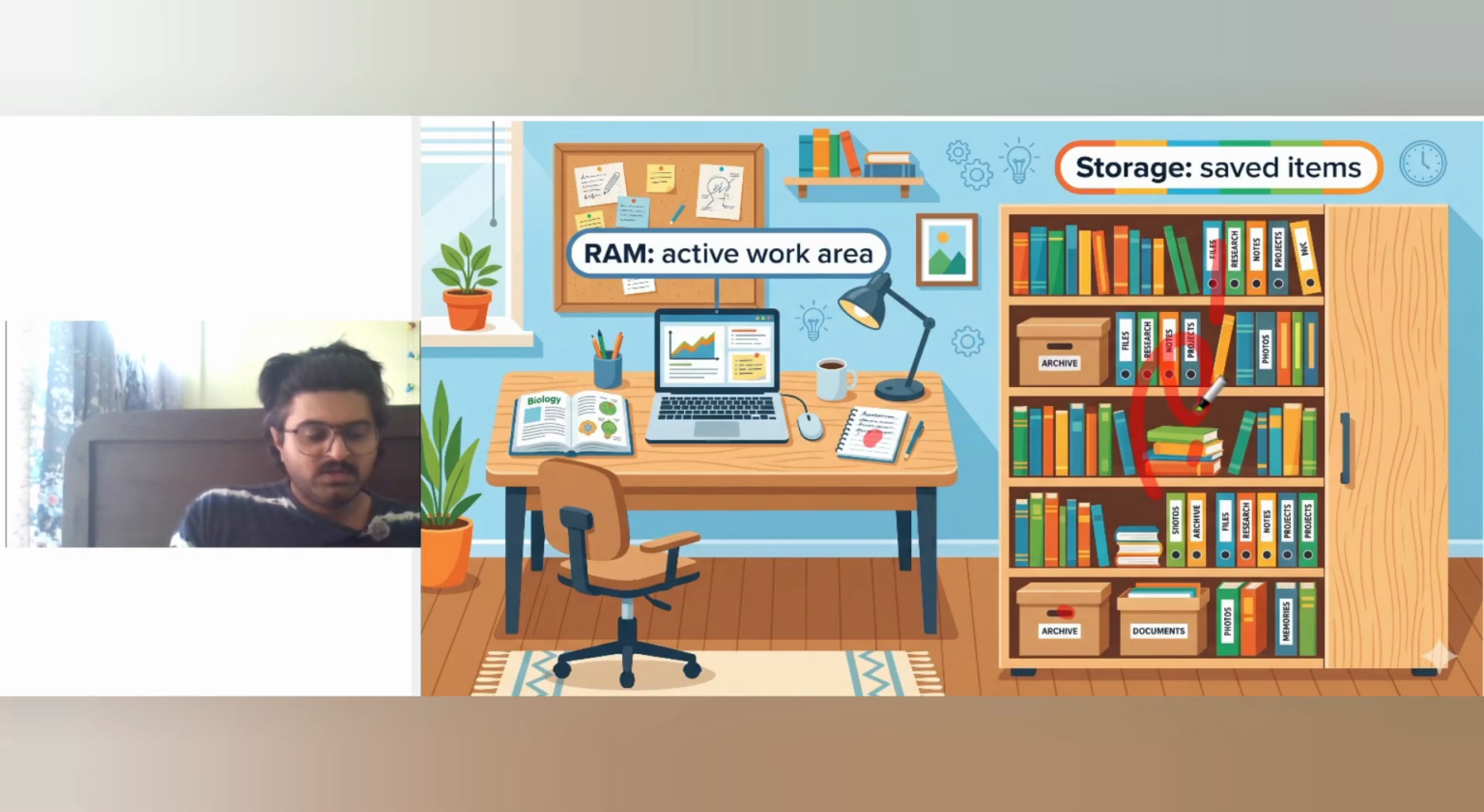You can understand this with a simple example. RAM is like a desk on which you are doing your current work. Storage is like the cupboard space. The bigger desk helps you work with more things at the same time. A bigger cupboard helps you store more things for later.